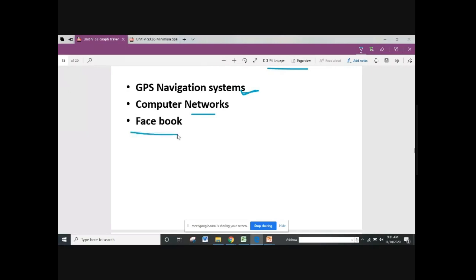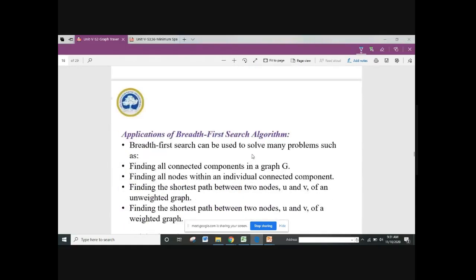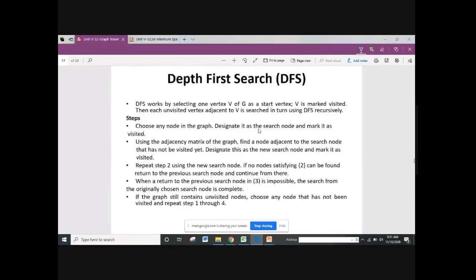Then Facebook also: you know one friend, and you will be a friend of someone else, and from there a friend of someone else. This person will have a link with this connectivity here and here. Likewise, that is your Facebook. So everything is your BFS concept included in applications. These are the same things, only explained in a different manner.